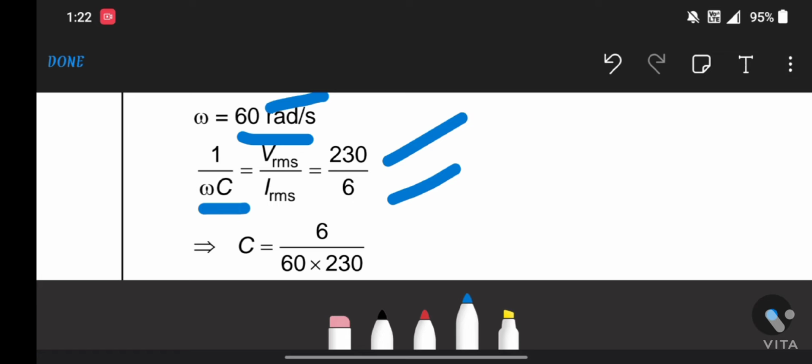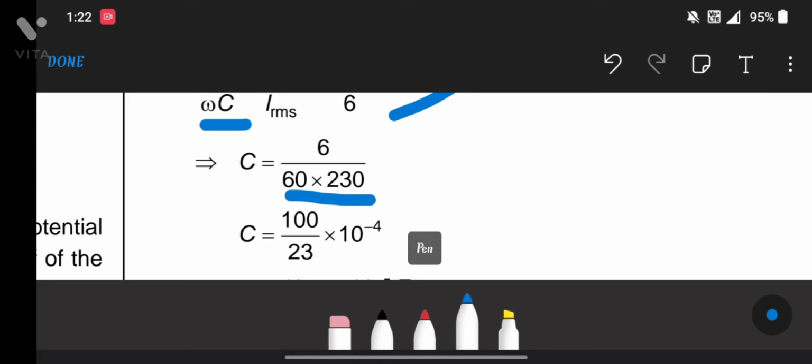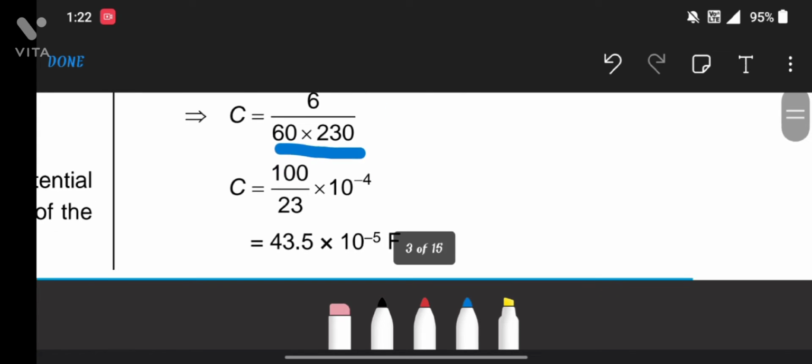60 into 230. Six by 60 into 230, we will get this formula. Okay, after getting this formula, if we calculate it, we'll get C is equal to 100 by 230. After solving this, we'll get C is equal to 100 by 230 into 10 to the power minus 4. Okay.